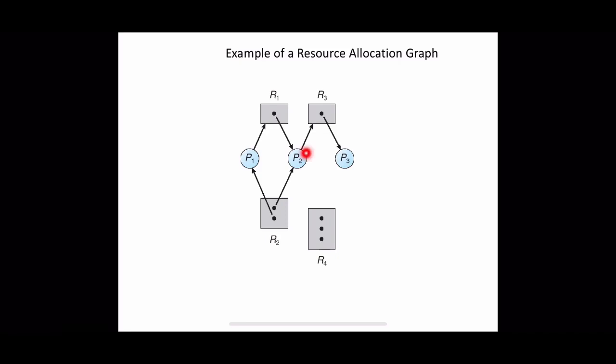Whereas P2 requests an instance of resource type R3, and it holds two different resources, one instance from resource R2 and one instance from resource R1. And P3 holds a resource from resource type R3 and requests nothing. Now let us see how those deadlocks can be described using this resource allocation graph.